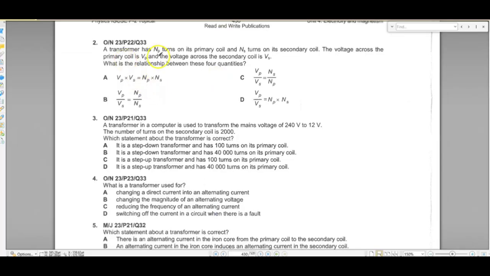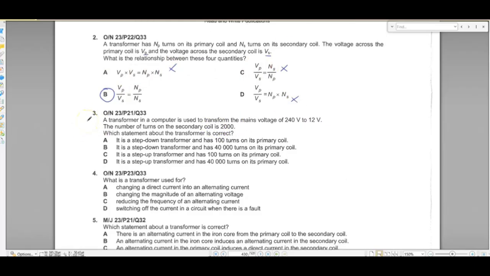Question number 2. A transformer has NP turns on its primary coil and NS turns on its secondary coil. The voltage across the primary coil is Vp and the voltage across the secondary coil is Vs. What is the relationship between these two quantities? We've just done a question with this. We know that Vp over Vs is equal to NP over NS. So A is the correct answer. This is not correct, this is not correct, and this is not correct as well.